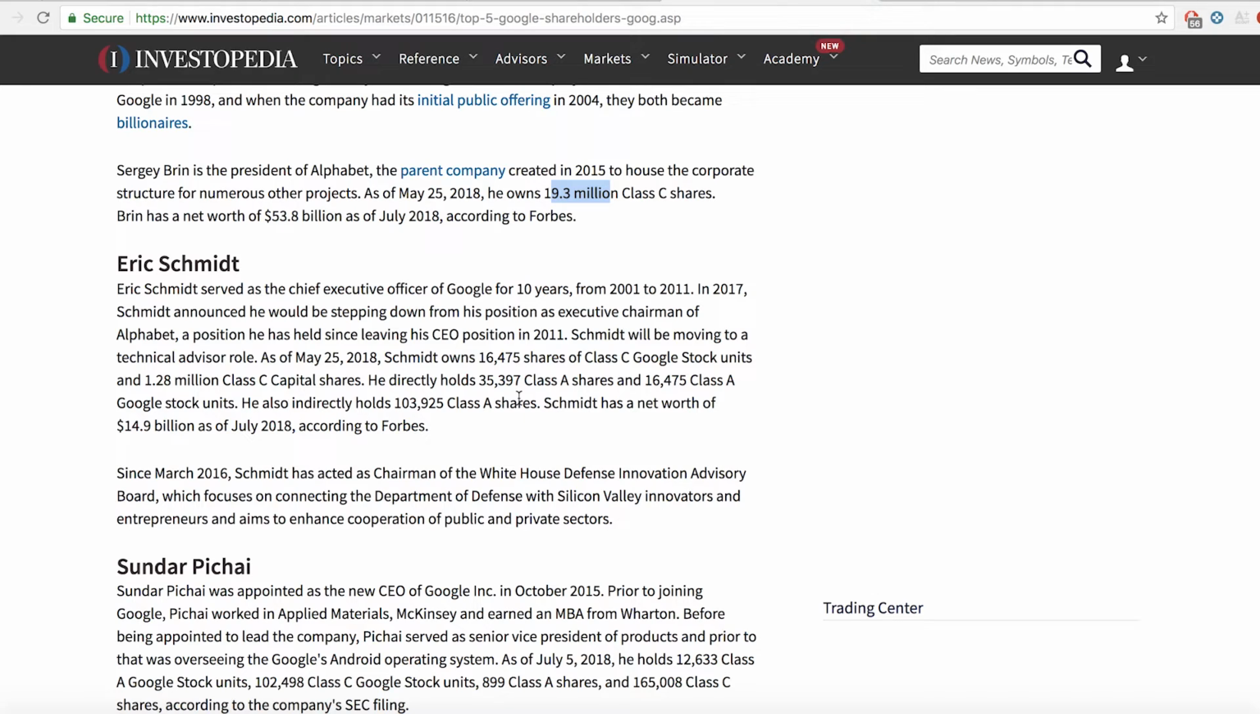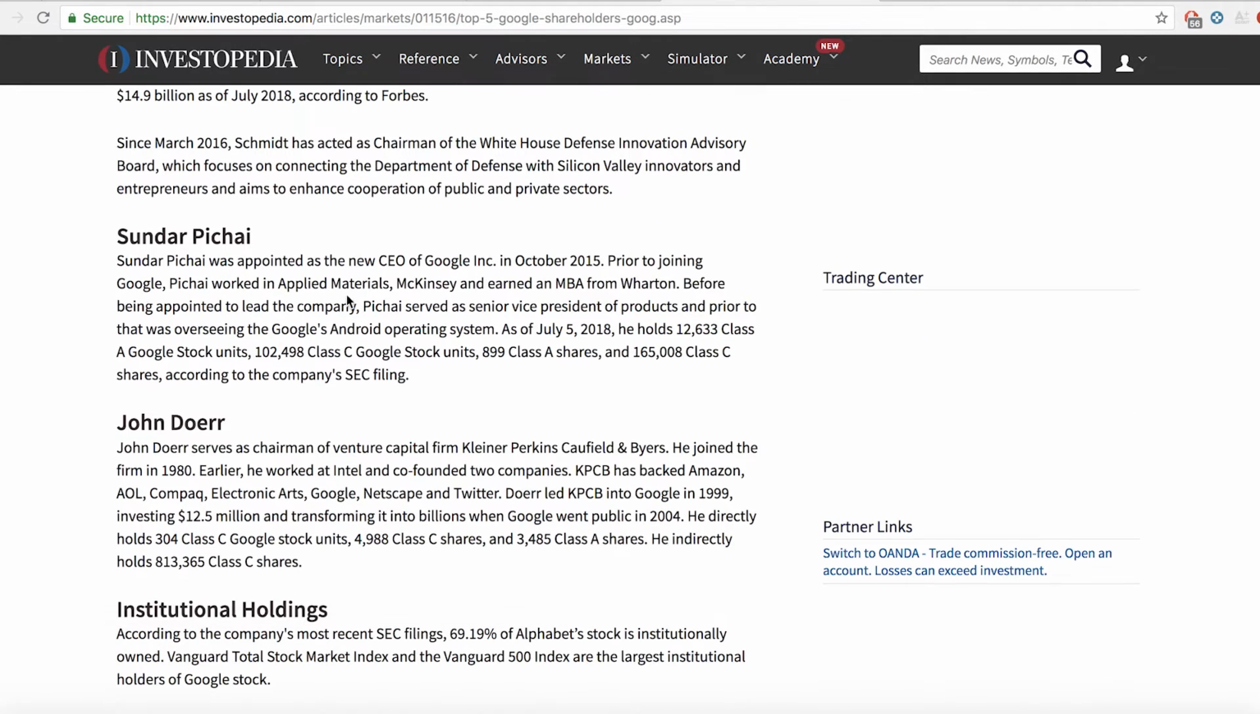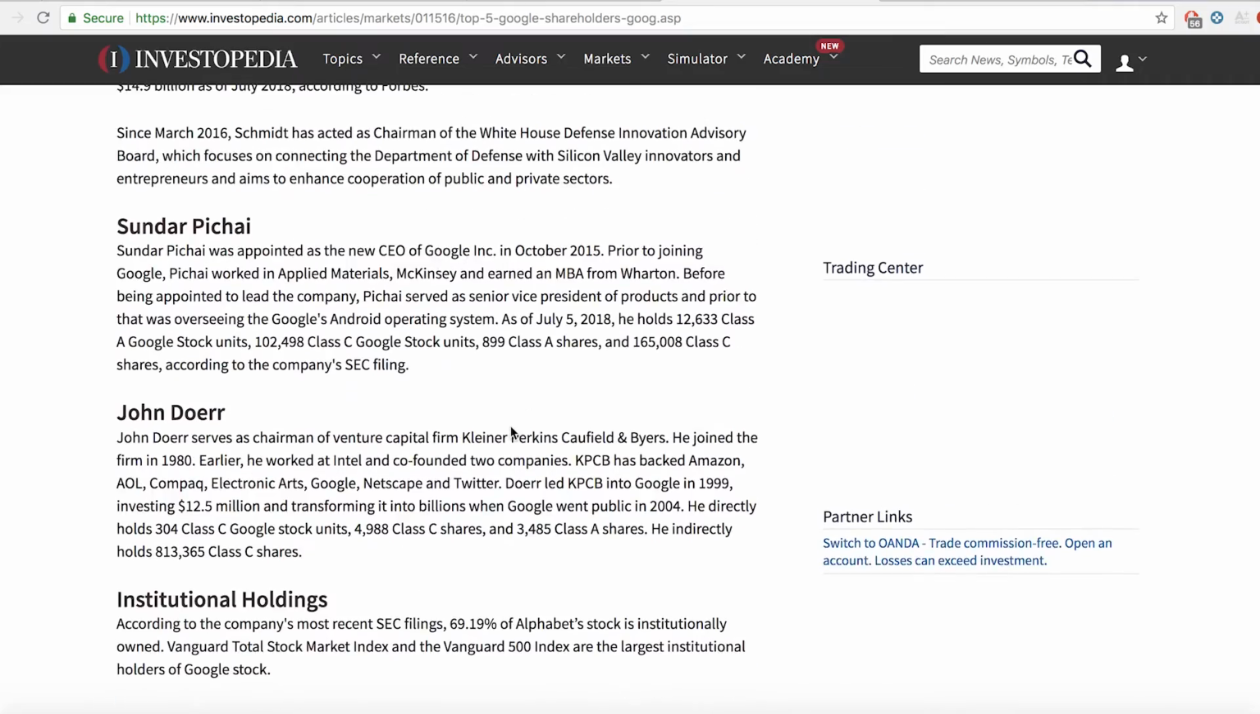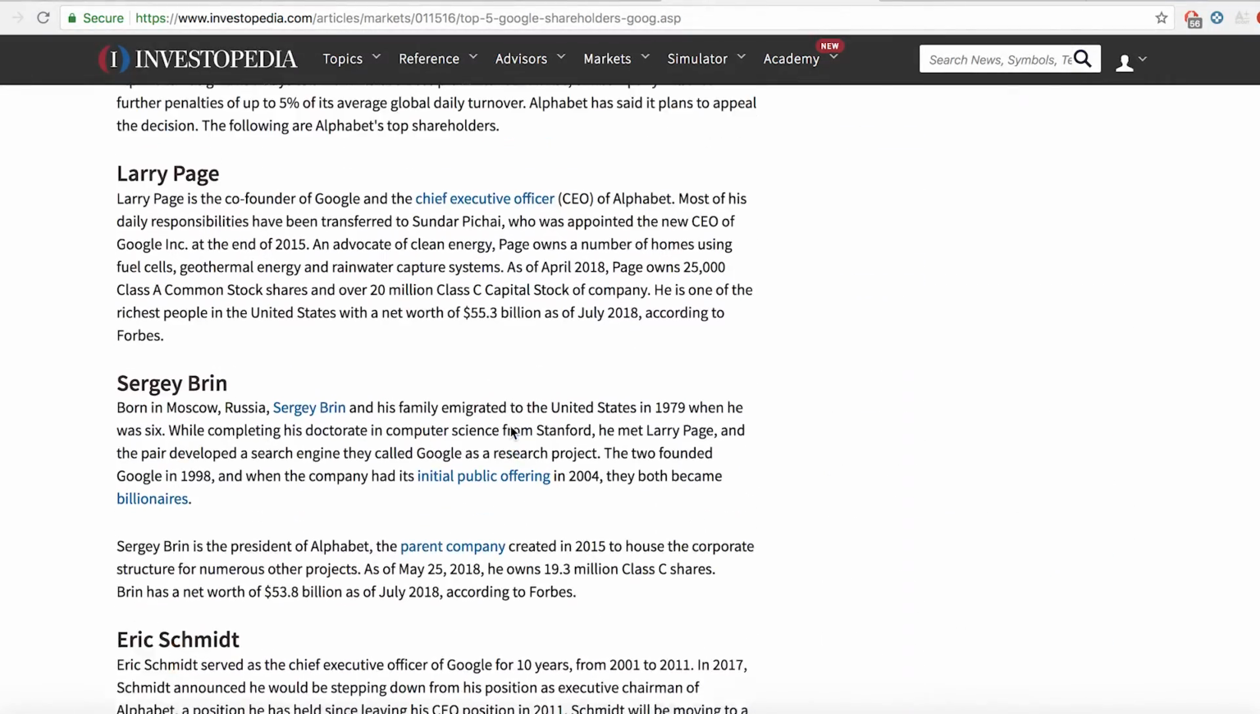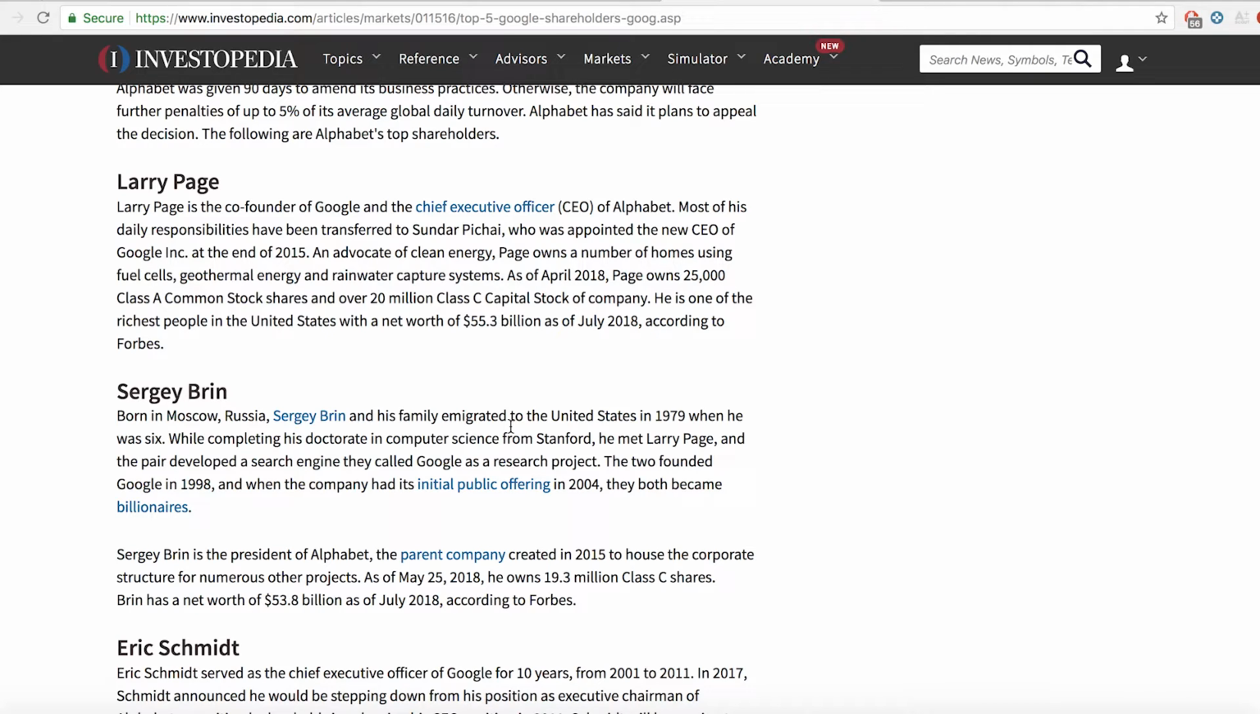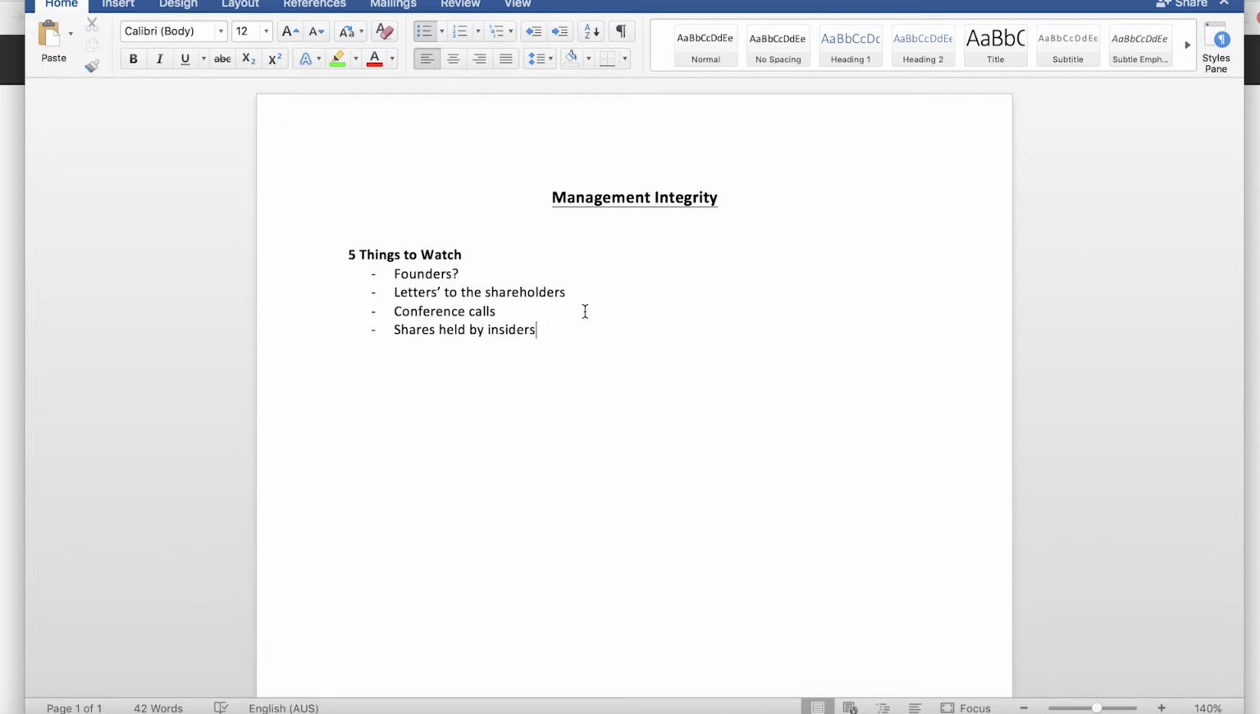Eric Schmidt, how much does he have? He has a significant amount, not as much as the others, but he still has hundreds of thousands of shares. The CEO of Google has over 100,000 shares. So you can see that the key players in the company's management team own a lot of stock. And I want to point out that this is not intrinsically a good thing.